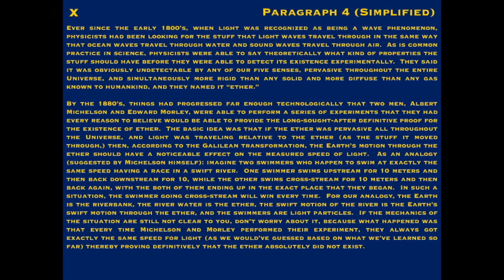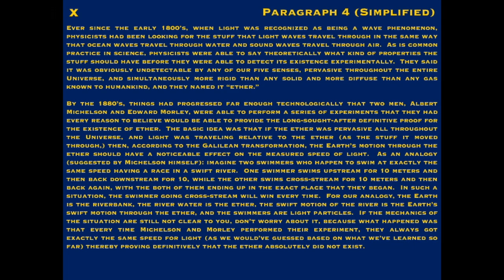ether. By the 1880s, things had progressed far enough technologically that two men, Albert Michelson and Edward Morley, were able to perform a series of experiments that they had every reason to believe would be able to provide the long-sought-after definitive proof for the existence of ether. The basic idea was that if the ether was pervasive all throughout the universe, and light was traveling relative to the ether, as the stuff it moved through, then, according to the Galilean transformation, the Earth's motion through the ether should have a noticeable effect on the measured speed of light.